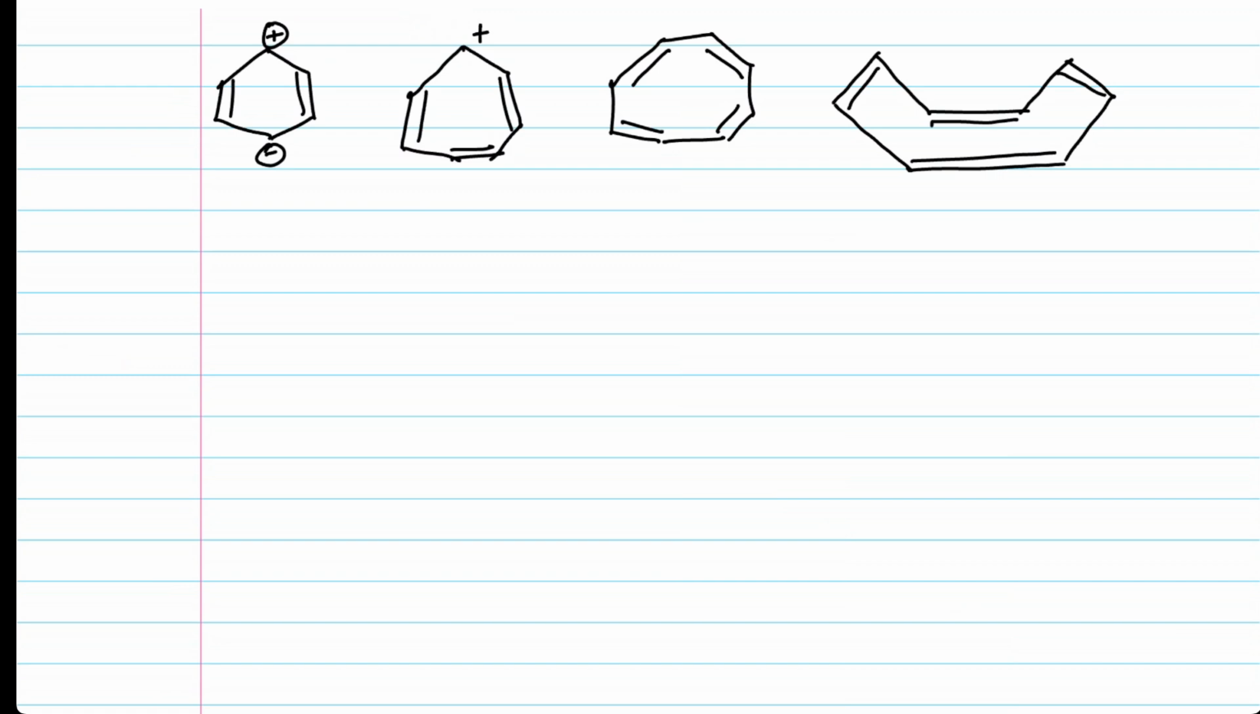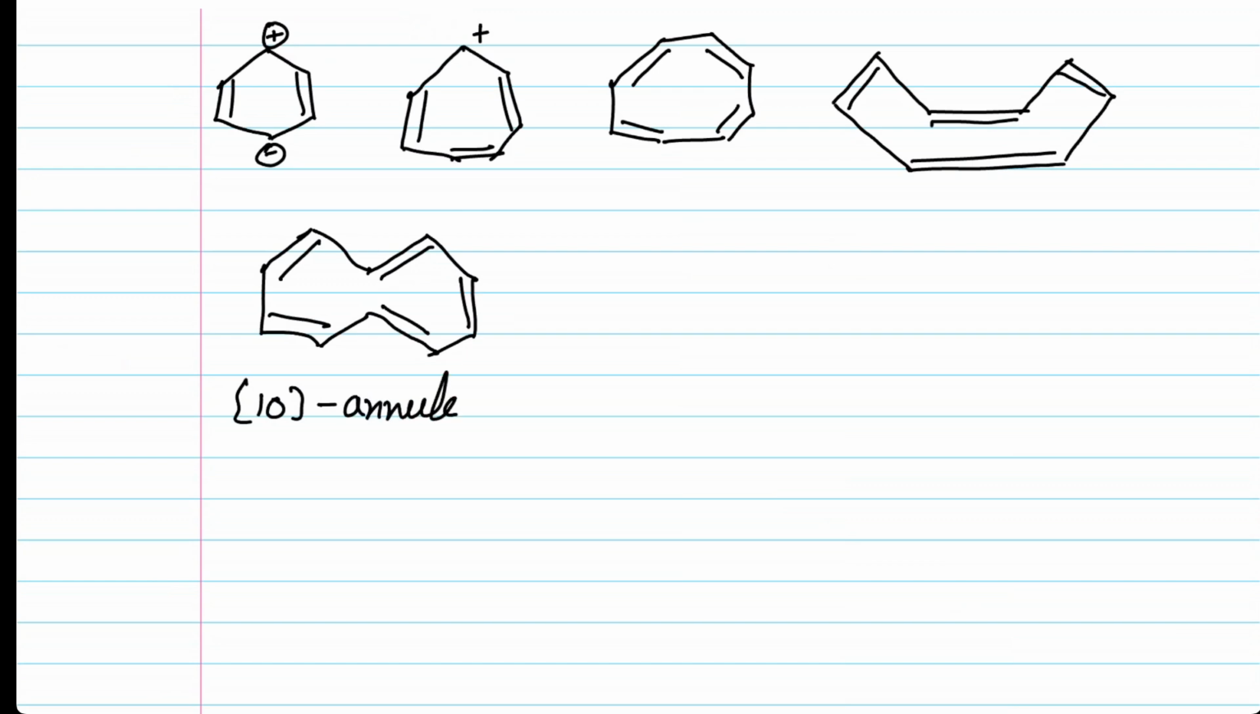Then we could have a compound like this. This compound is 10-annulene. Annulenes are the compounds which contain alternate pi bonds in a cyclic structure. This 10-annulene has overall 10 electrons, which should be cyclic conjugated, and this compound should turn out to be aromatic.